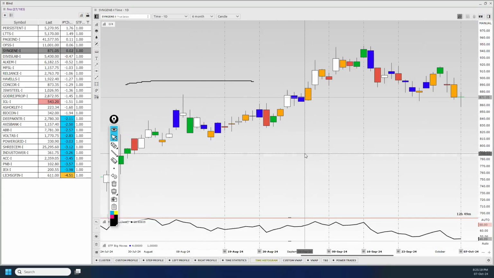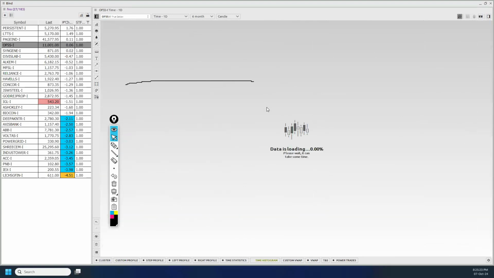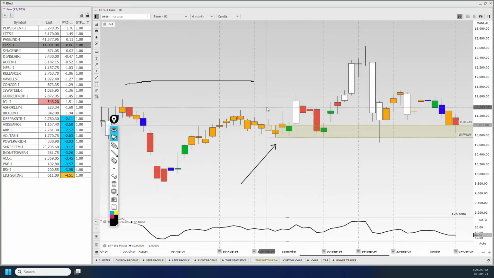Now, Syngin, no trade here. OFS, no trade here. Okay, so understand that now the market is going down. Most of your jackpots are not working properly. I mean, they are not going on the higher side, they're going to the lower side. And that's why you are getting a continuation trade setup.